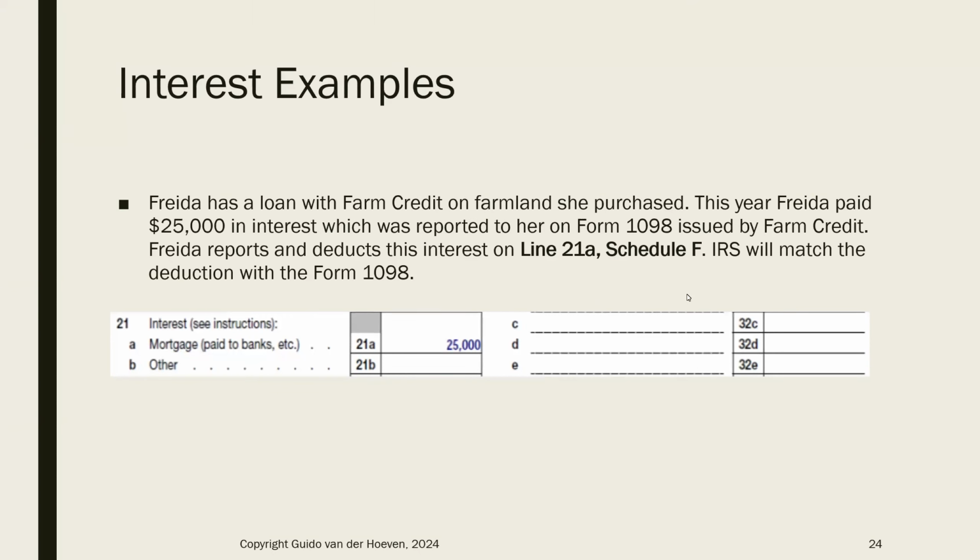So here we've got a couple of examples. Frida's got a farm loan with Farm Credit. It's for some farmland. She's paid $25,000 in interest this year. Farm Credit issues a 1098. It's going to be reported on line 21A. And this is for IRS to match that deduction against that Form 1098. And so that's relatively easy peasy.